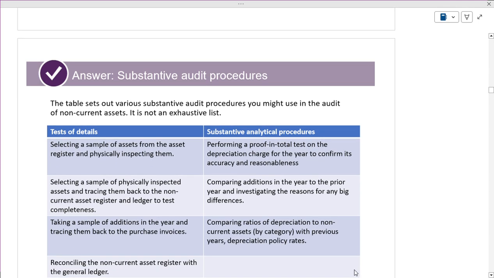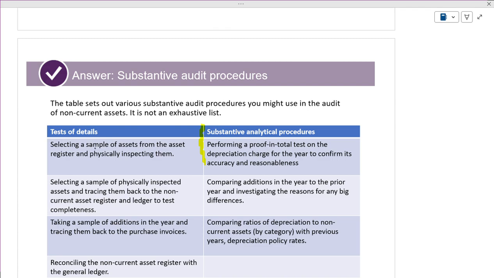When you are talking about test of details, the table sets out various substantive procedures you might use. It is not an exhaustive list. What is the test of details and what is the substantive? Selecting a sample of assets from the asset register and physically inspecting them. That is what we are now seeing.